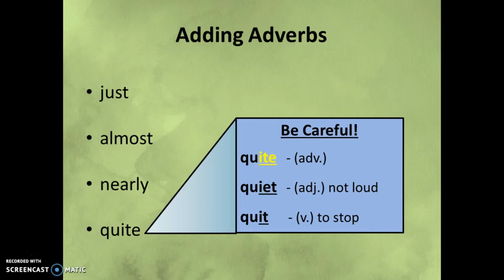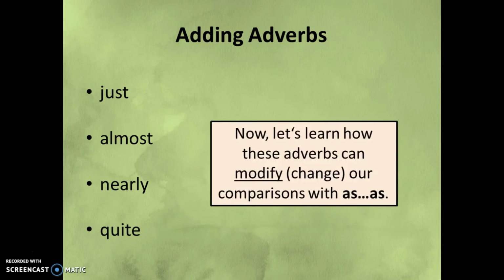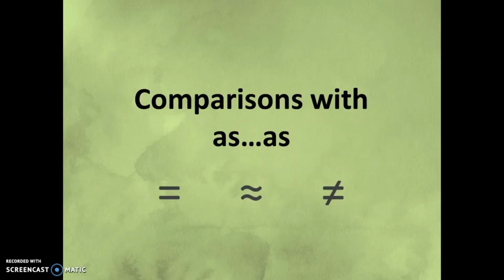Quite, spelled Q-U-I-T-E, which is the adverb that we'll be using today. Quiet, spelled Q-U-I-E-T, which is an adjective meaning not loud. And quit, spelled Q-U-I-T, which is a verb that means to stop. So, remember, today we're going to be using the first word on that list, quite. So now, let's learn how these adverbs can modify or change our comparisons with as.